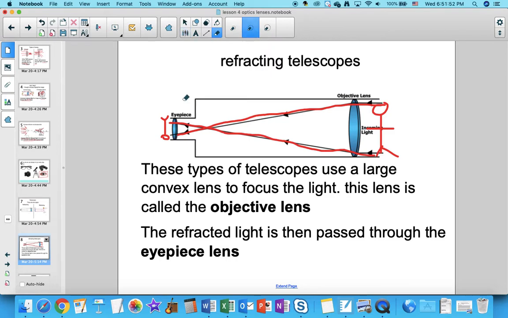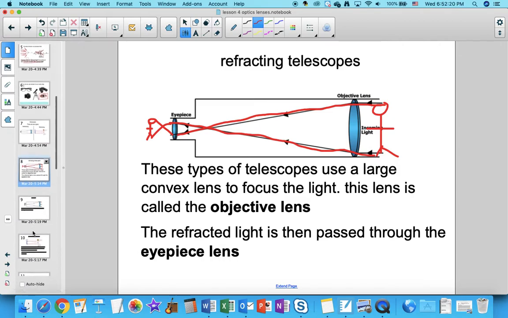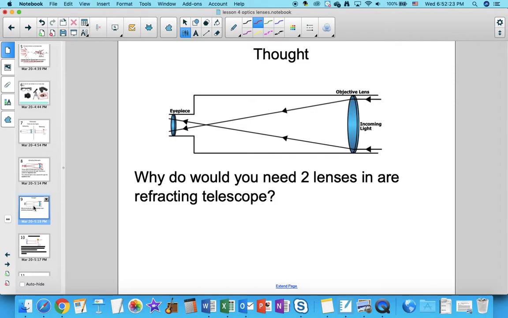So they use another convex lens, not only to increase the focus, but also reflip the image so that now it looks right side up. So it magnifies the image and flips it back. So the convex lens flips the image and magnifies it, and then the eyepiece lens flips it again so that it's right side up. And so that's why you'd have two lenses, or at least two lenses in a refracting telescope. Right? So that explains this question. Why would you need two lenses in a refracting telescope?